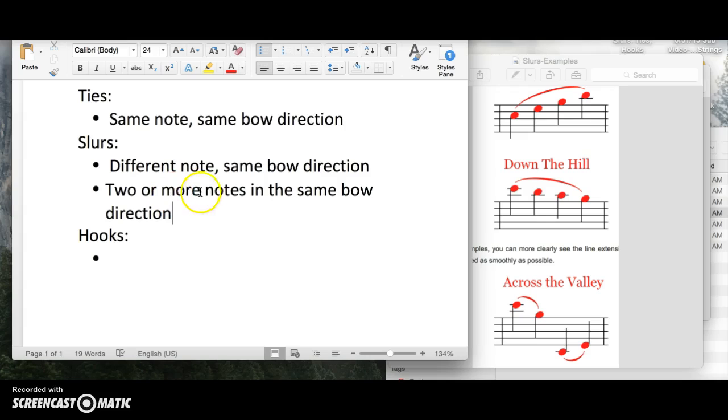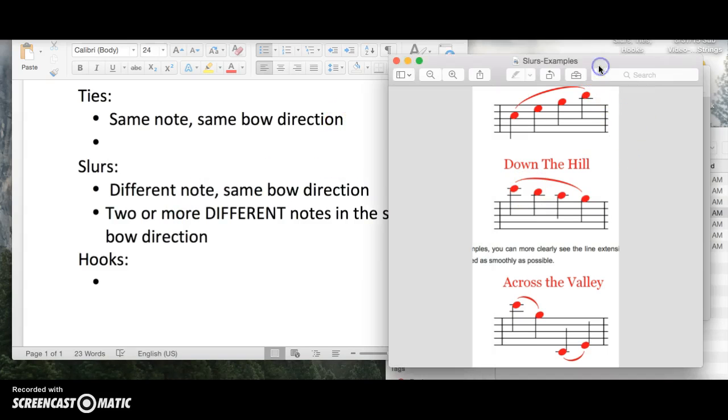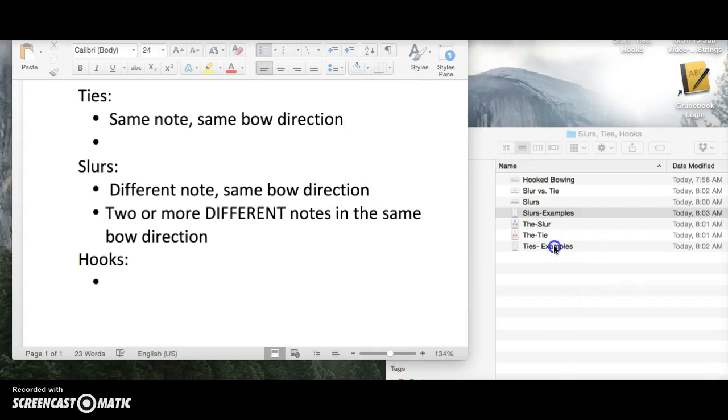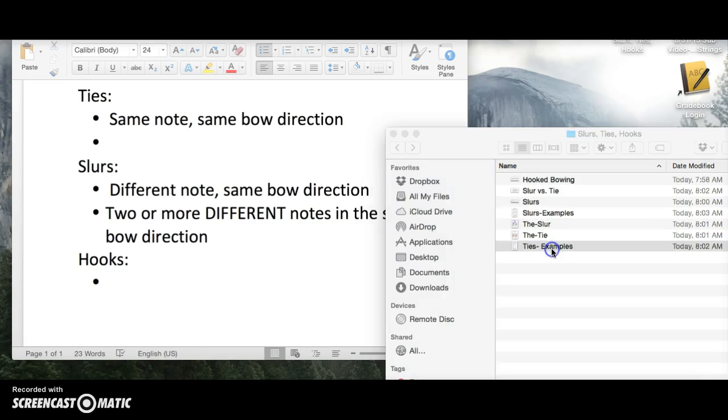And we can even add 2 or more different notes in the same bow direction. So again, the highlights: different notes, same bow direction. If we wanted to have a formal definition, we could say they are 2 or more different notes in the same bow direction. So now let's do the same thing for ties. We have our general idea of what ties might be, but let's take a look at some examples and give a formal definition.